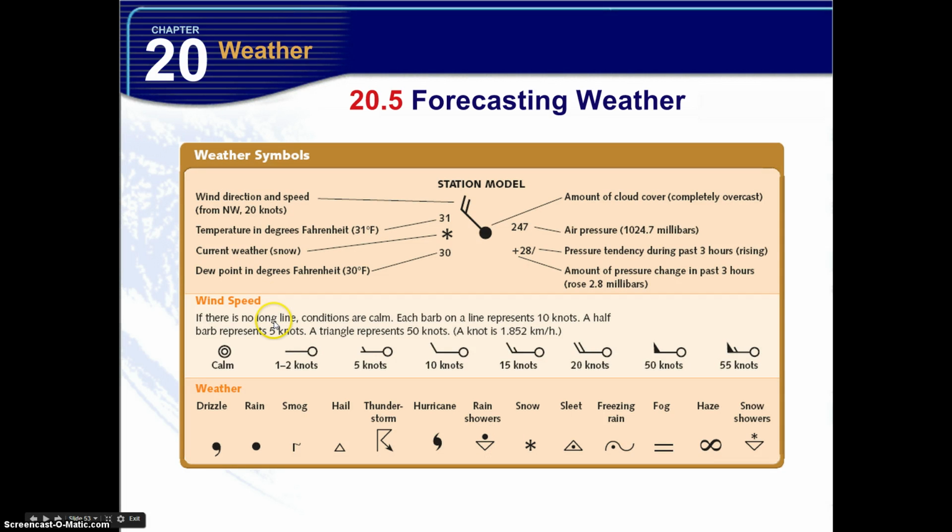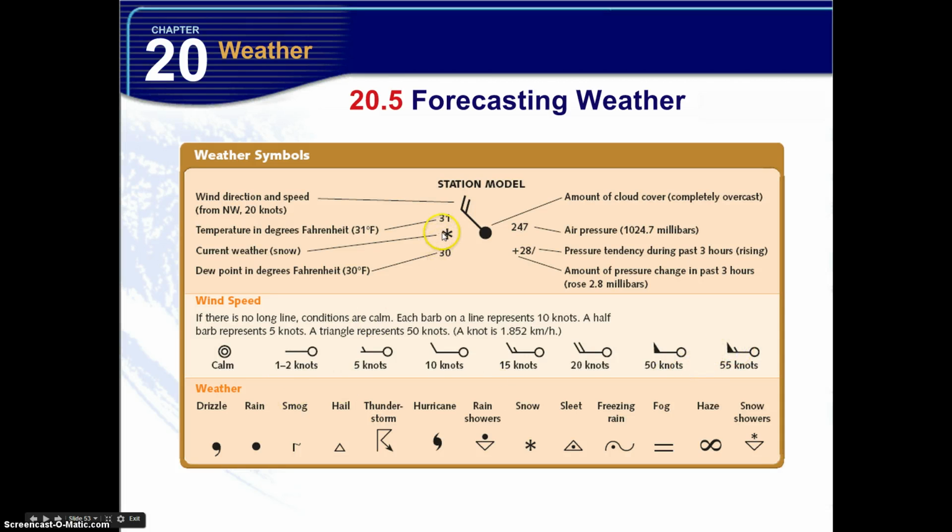Now the wind speed. If there is no long line, conditions are calm, as you can see right here. Each bar on the line represents 10 knots. Now if there is no bar, it's between 1 and 2 knots. Each little bar, about a half a bar, is 5 knots. So a full bar would be 10. Then once you get up to 50, a triangle is 50 knots. This would be 55. It's a triangle plus a half.